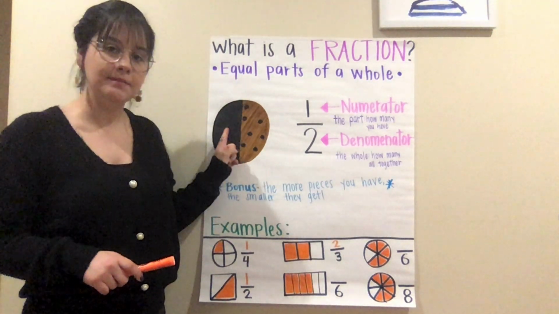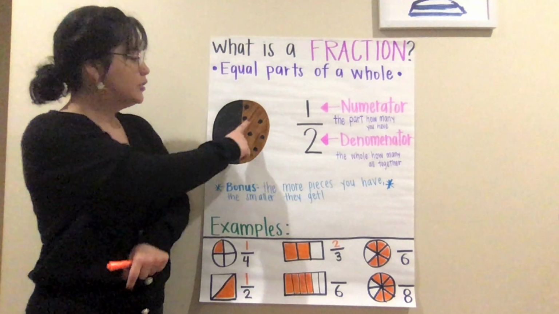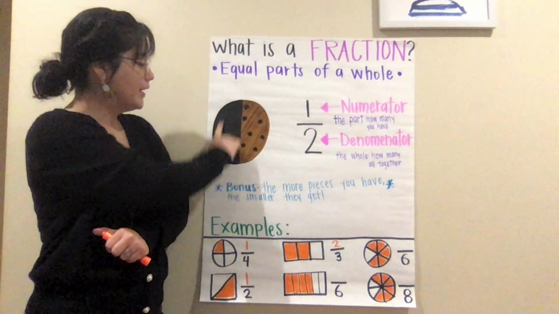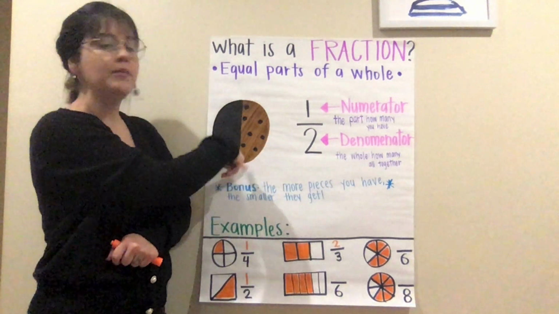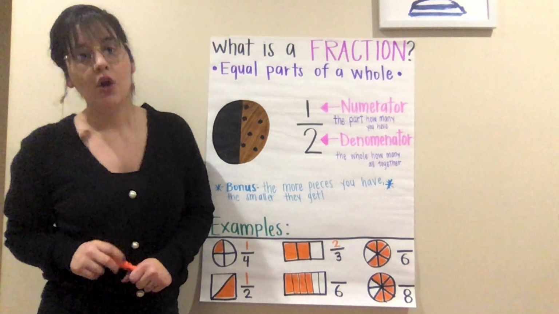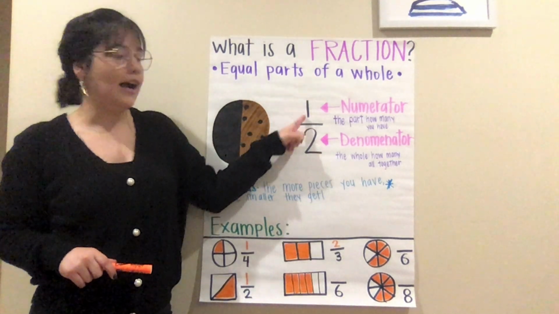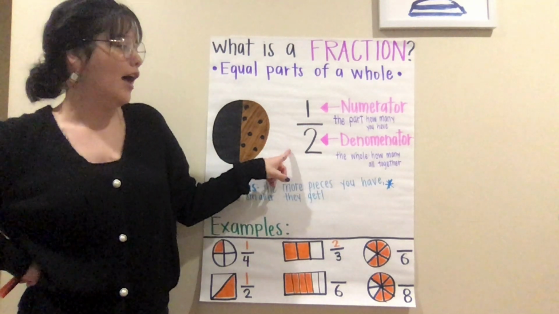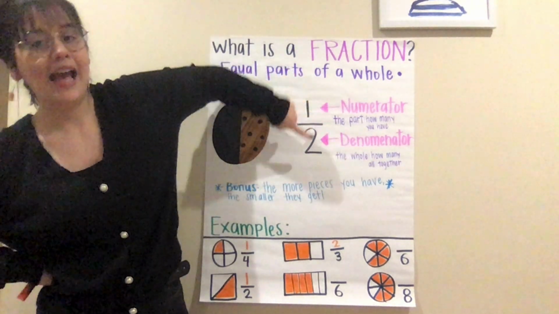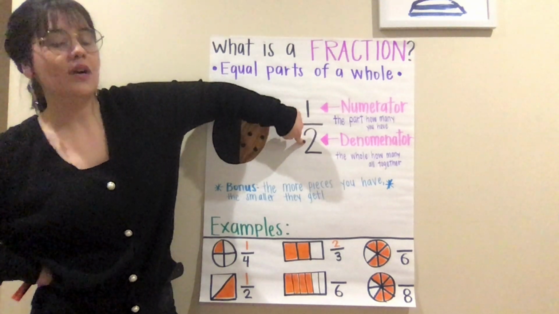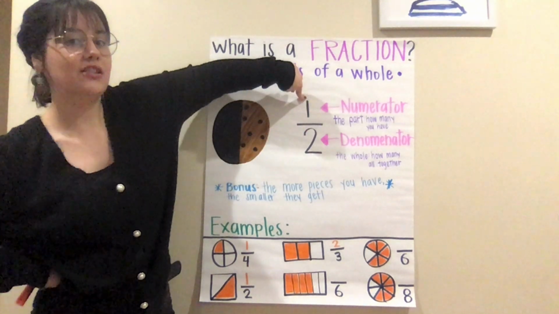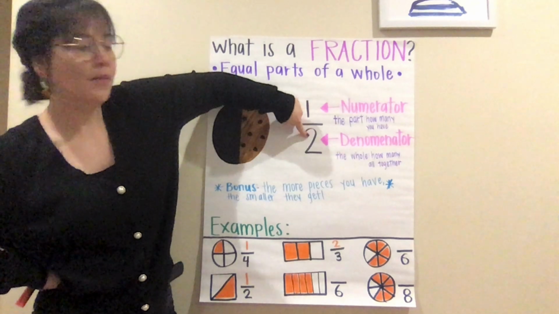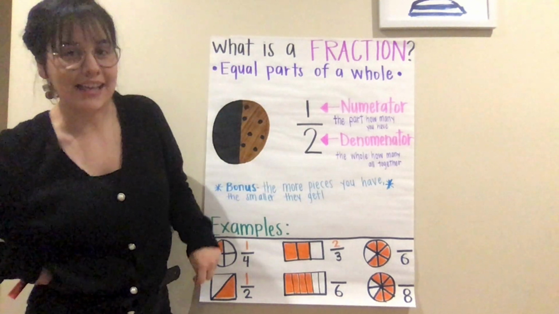Let's talk a little bit more about that. Here I have a cookie. And I have one part of my cookie that's eaten and one part of my cookie that's still there. Whenever we write a fraction, we are writing about the parts and the wholes. You are telling me how many parts you have and how many pieces were there altogether.